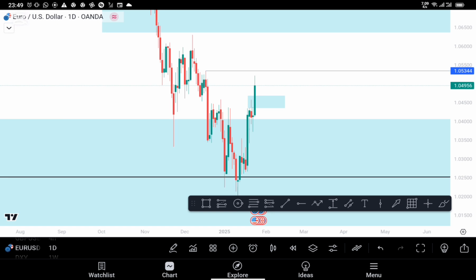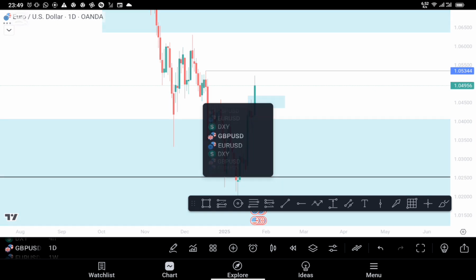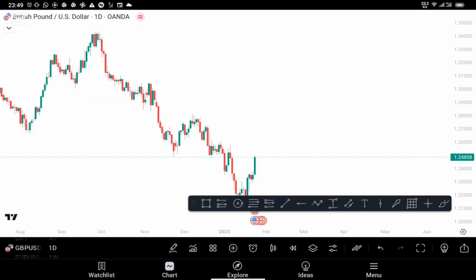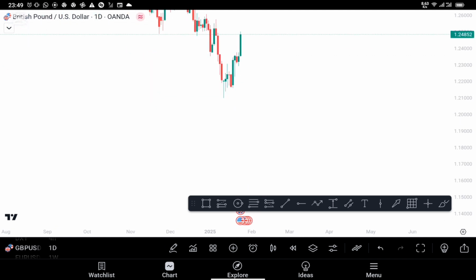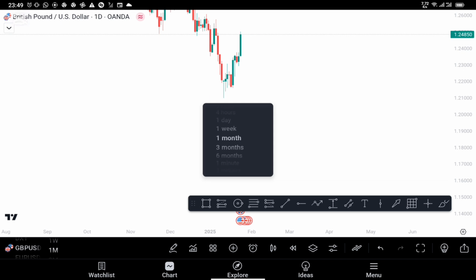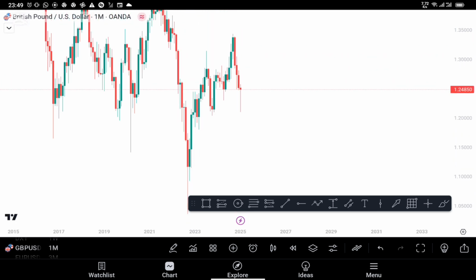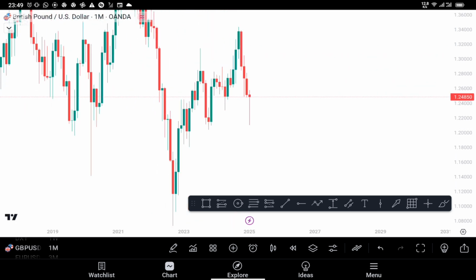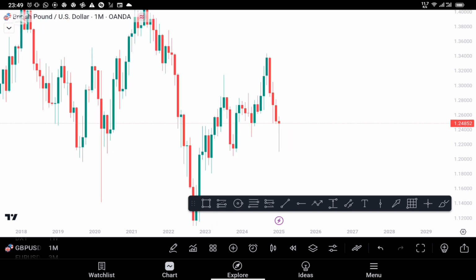So currently we are looking for bullish prices on EURUSD. EURUSD is behaving exactly as the dollar, I mean opposite to the dollar, you know, they're inversely correlated. Let's check GBPUSD. Okay, already we see a buy model, but what is it? What did it do on a monthly? Okay, EURUSD, GBPUSD.